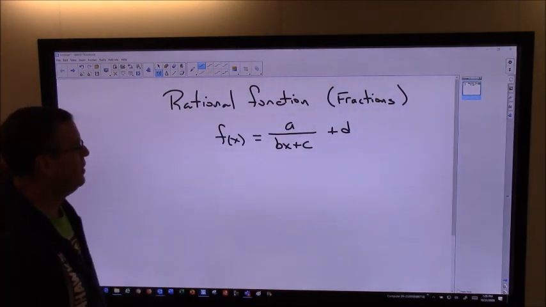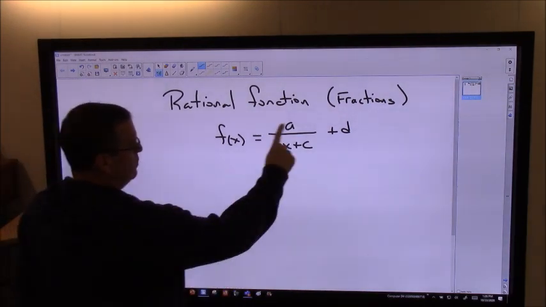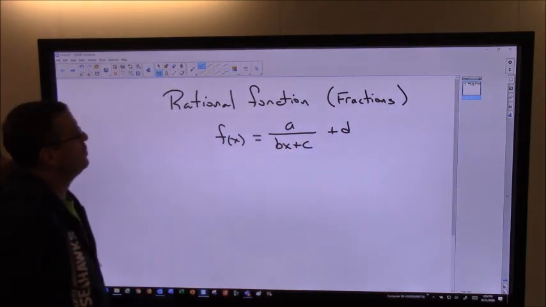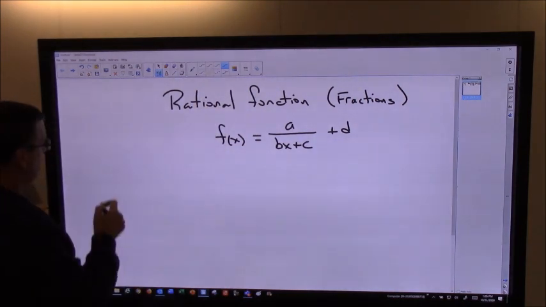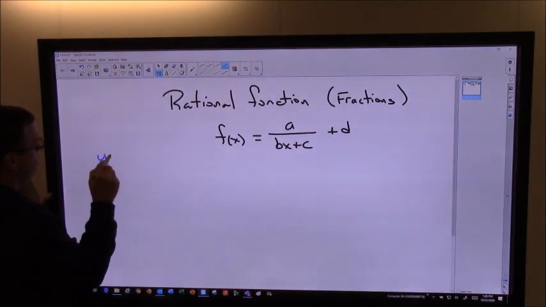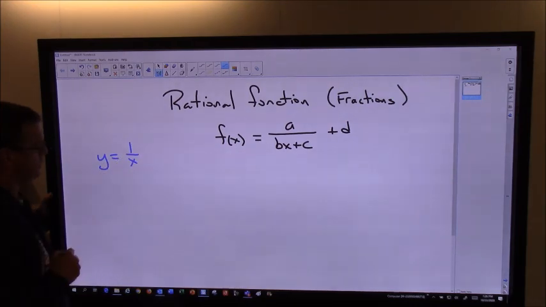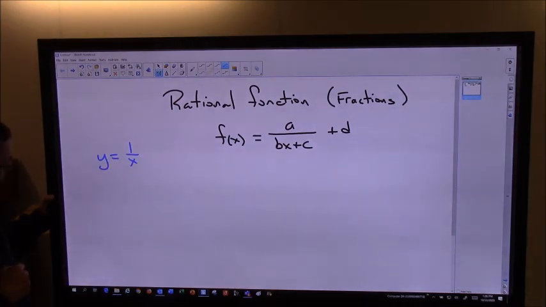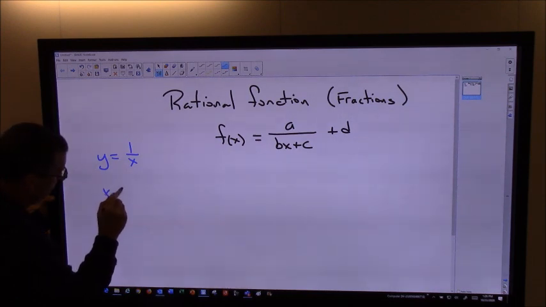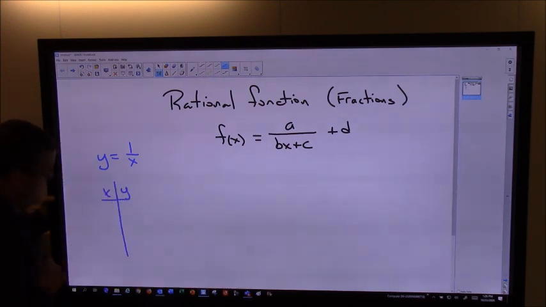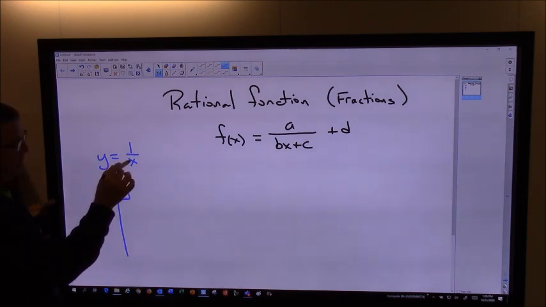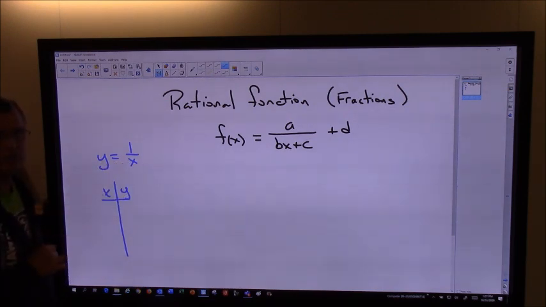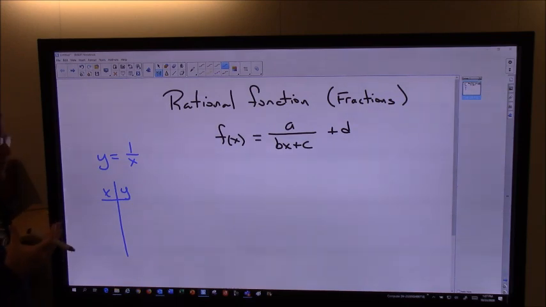They don't change. So what we need to do is look at this and first of all think to ourselves, what does the parent function look like? The most basic one. And that would be y equals 1 over x. All right? So if I make myself an xy table and I fill this in. Now, first of all, we need to realize that x cannot equal 0. If it does, then it's undefined. And you guys have talked about this before.